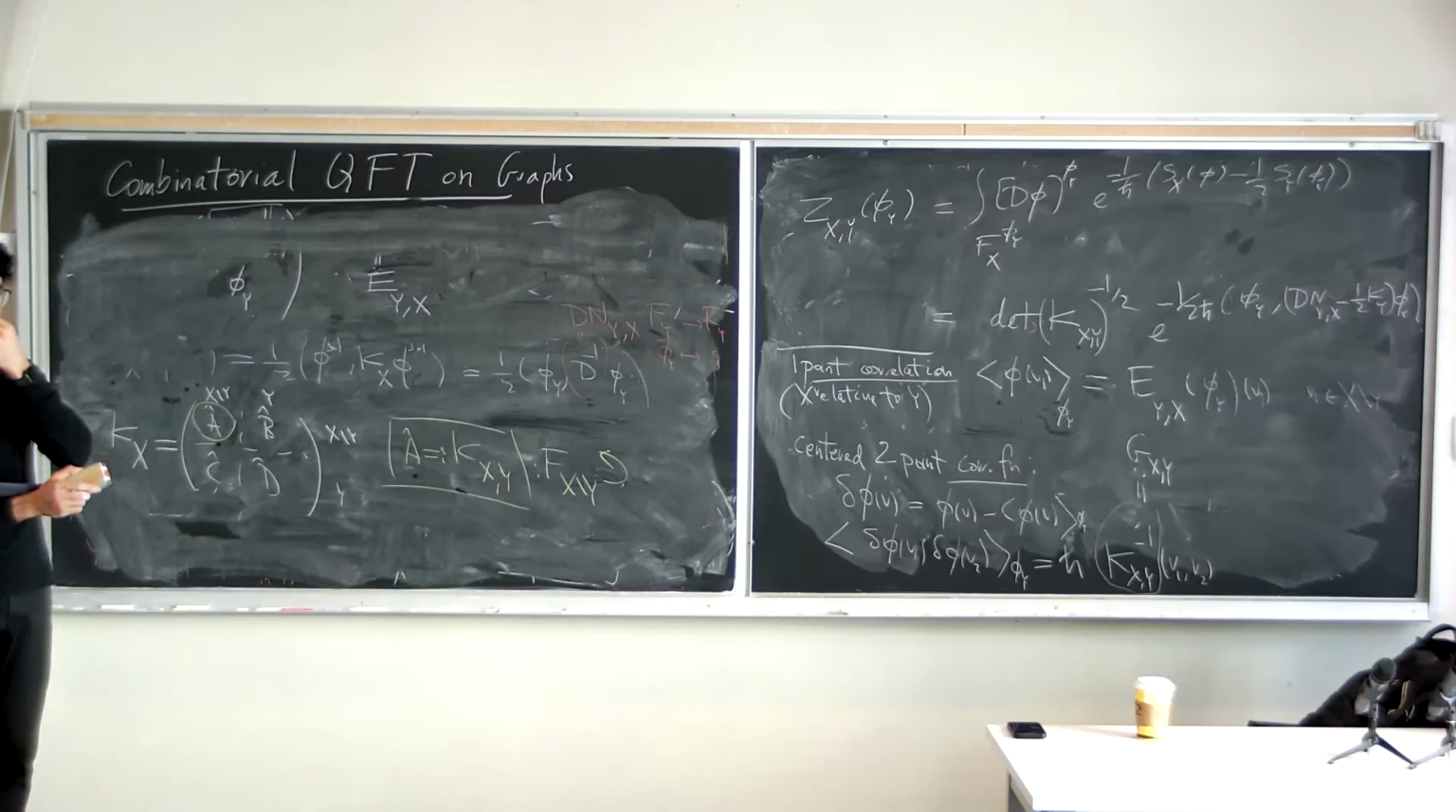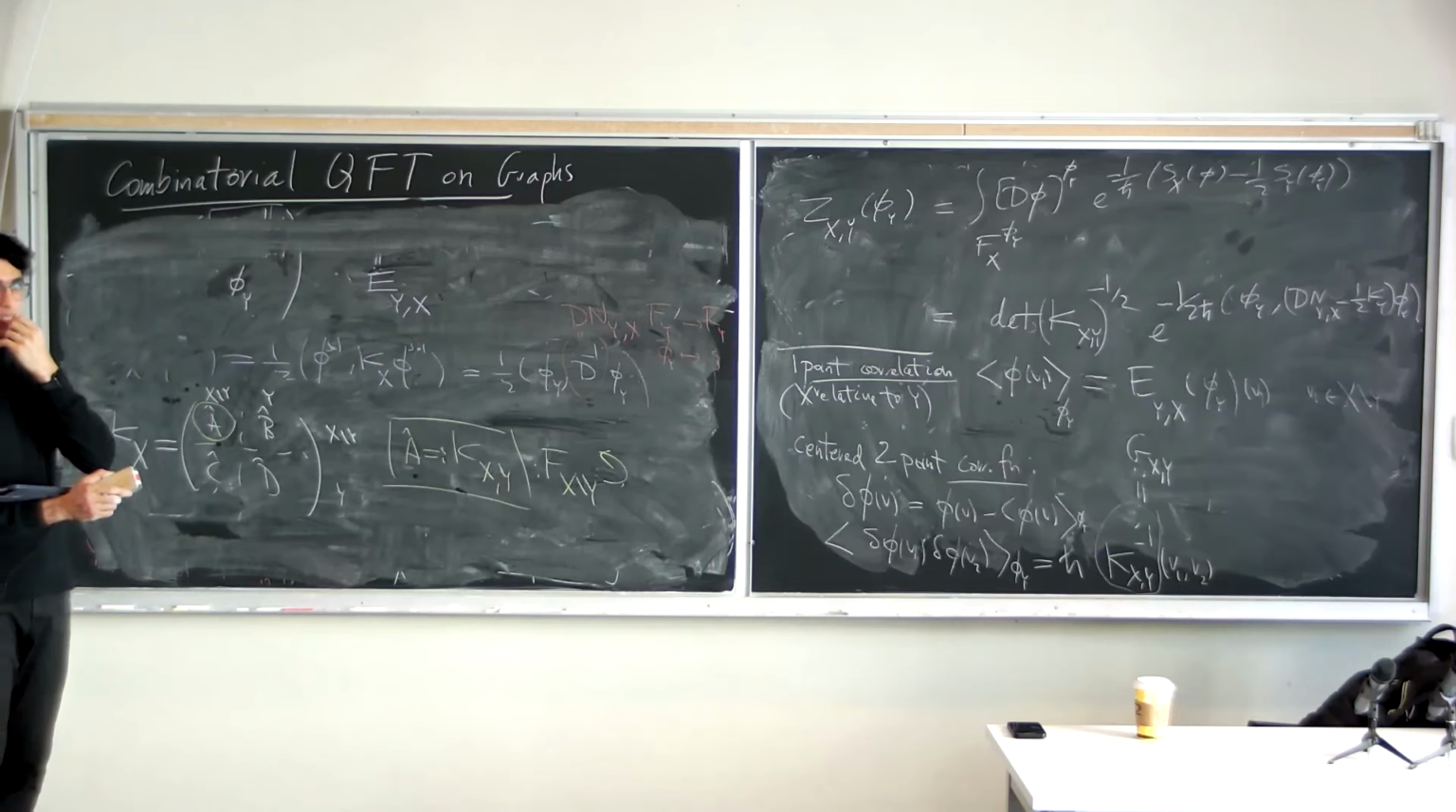But in any case, the way that you obtain it, you need to consider this centered 2-point function. Exactly. Normally, we don't have this issue because the average is 0, so centered is not necessary. Okay, yeah.